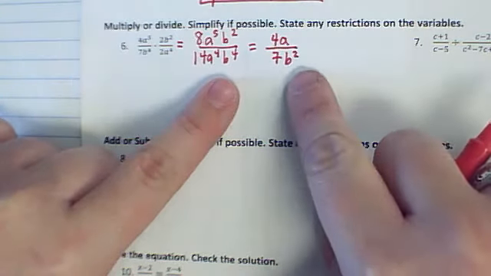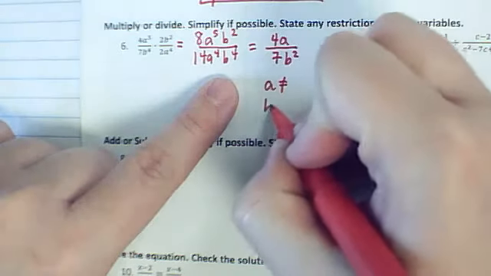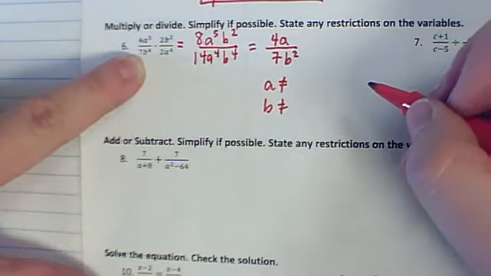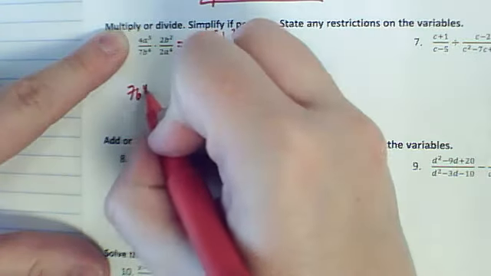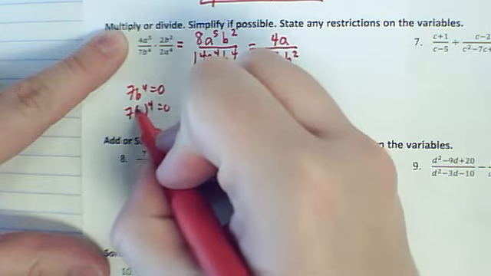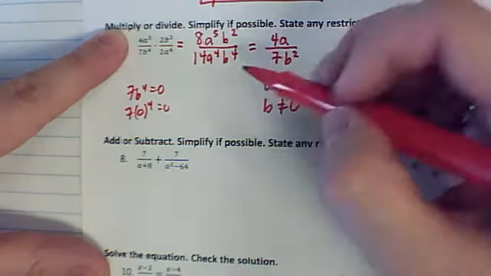Alright, so that's going to be our simplest form, and then our restrictions, since we have 2 variables, what makes this factor 7b to the 4th equal 0? Well, the only thing I can multiply 7 by to get 0 is 0. So both a and b cannot be 0.